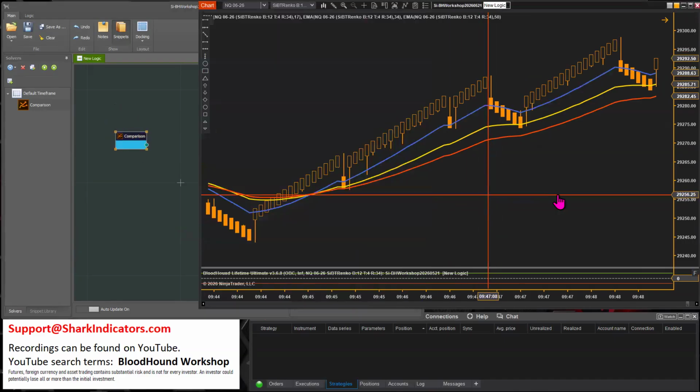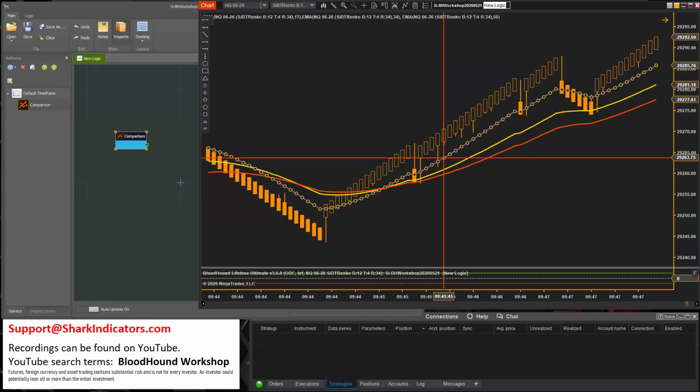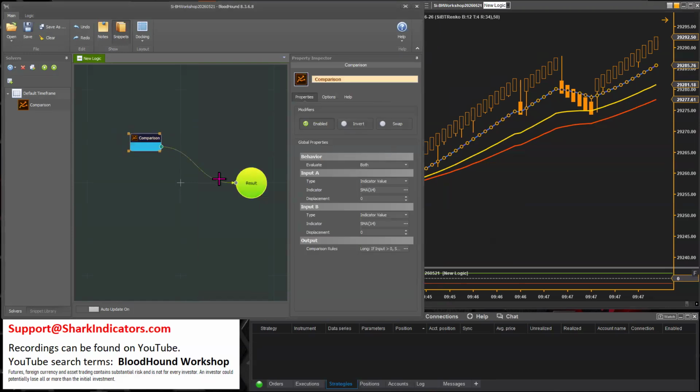If you think about it, the way you know a moving average is touched is the low price of the bar is going to be below your moving average, and the high price of the bar will be above it. Pretty simple analysis there.